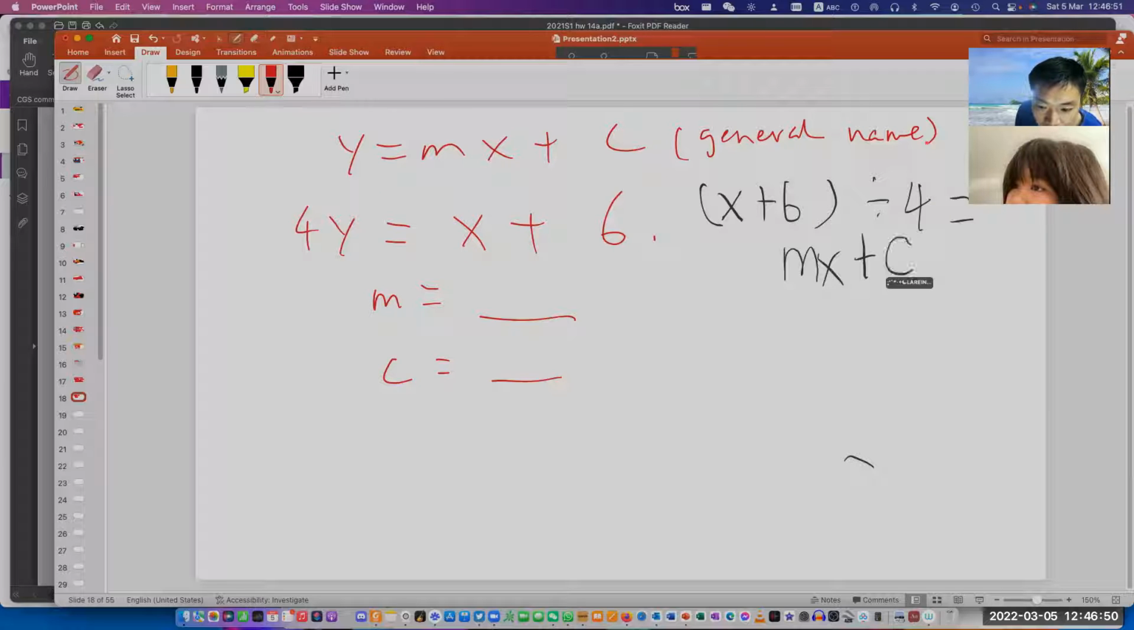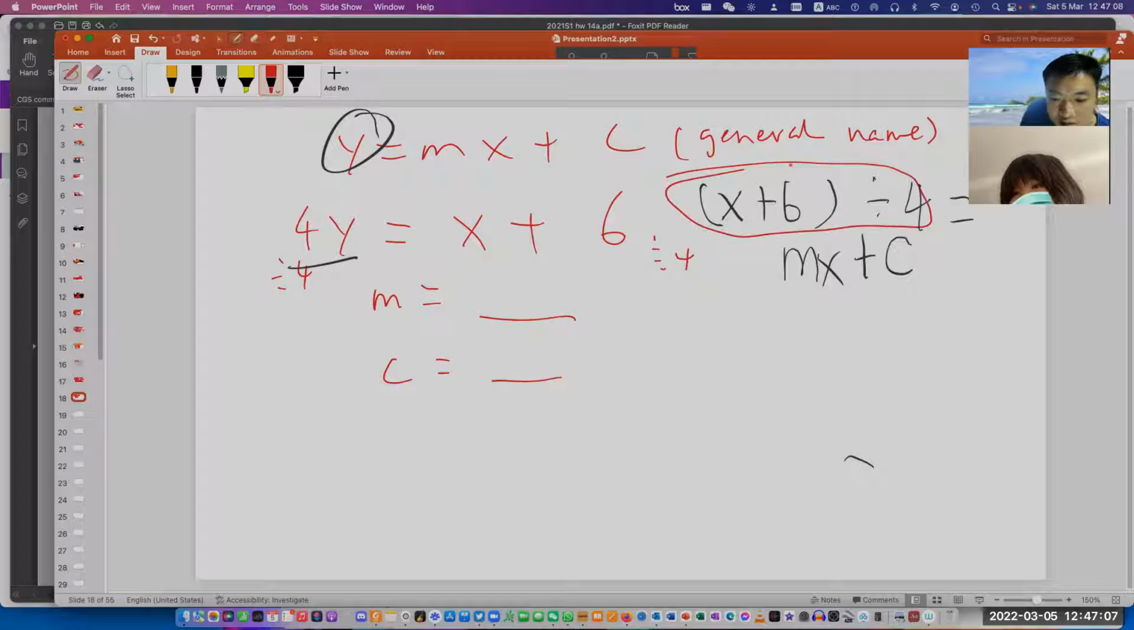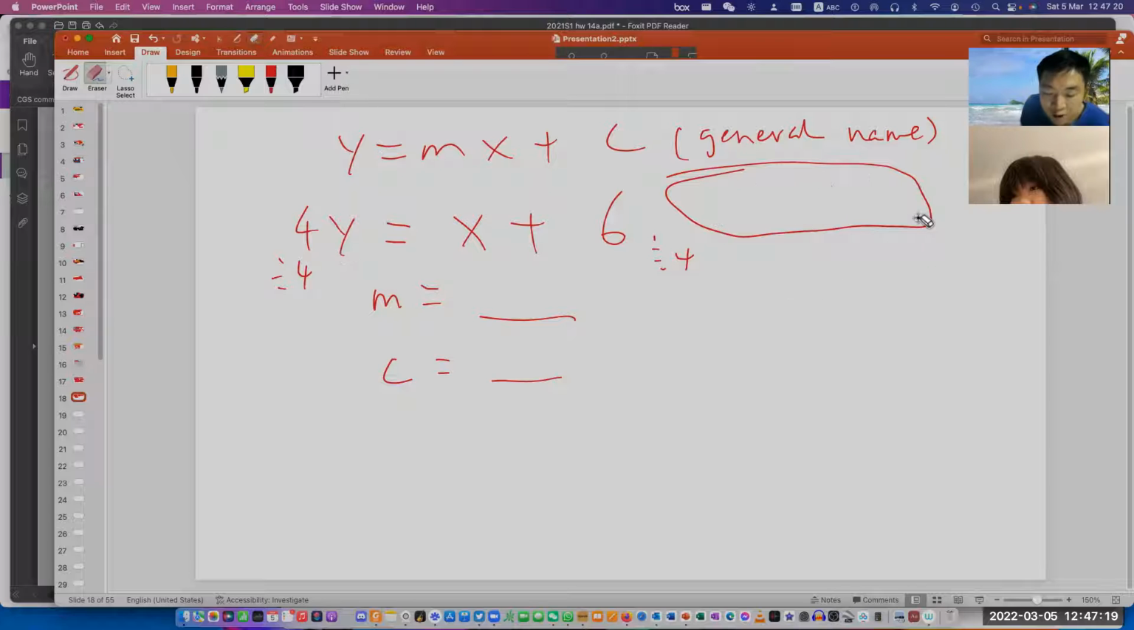Y divided by 4, because 4y. Good. So it's 4 times more than y. Very good. So the first step is divide by 4 first. So when you divide by 4 on the left, you divide by 4 on the right. So you end up with, you need to simplify this first. You need to simplify this. No, I say you need to simplify this first. It's not simplified yet.